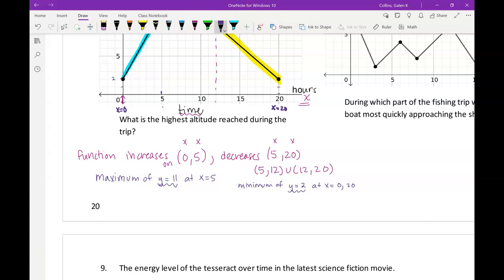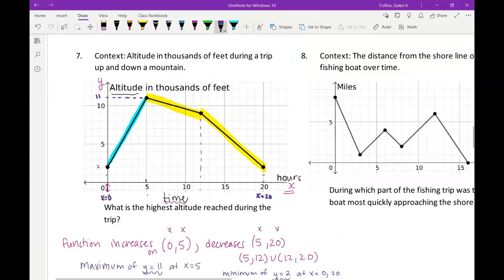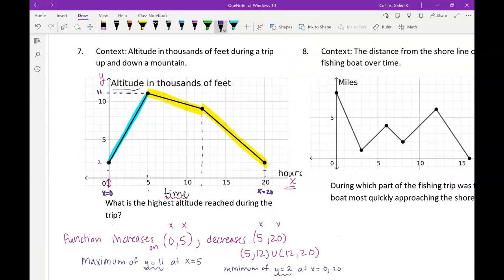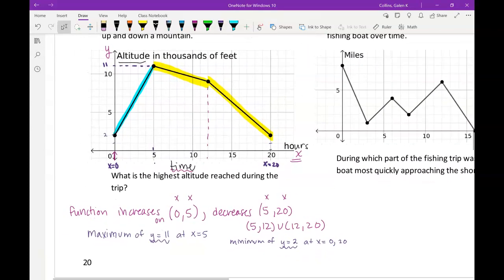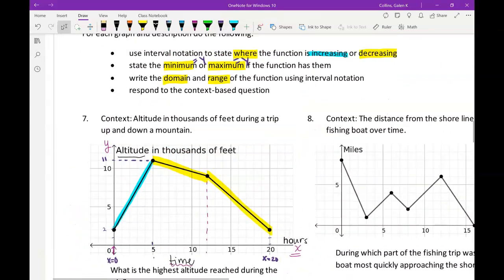The location where the minimum value occurs is at 0 and 20. So it occurs twice, but the minimum is still just the number 2. And I know that if I interpret that in context, that would be 2,000 feet, but I'm going to just use the value on the y-axis, which is the number 2.